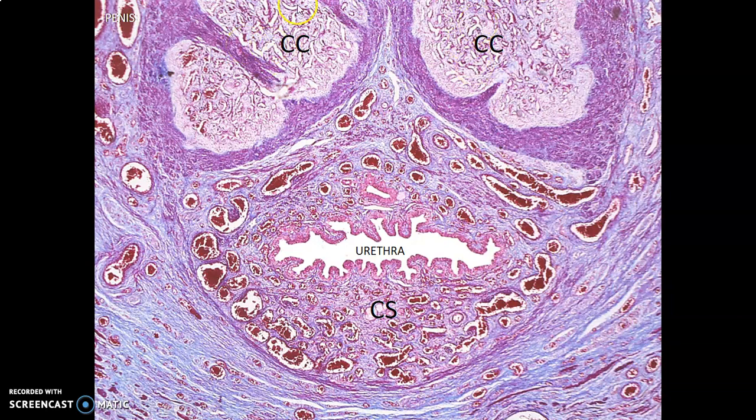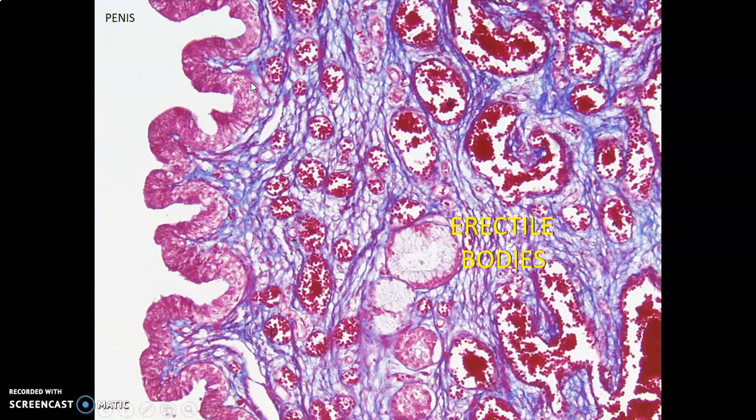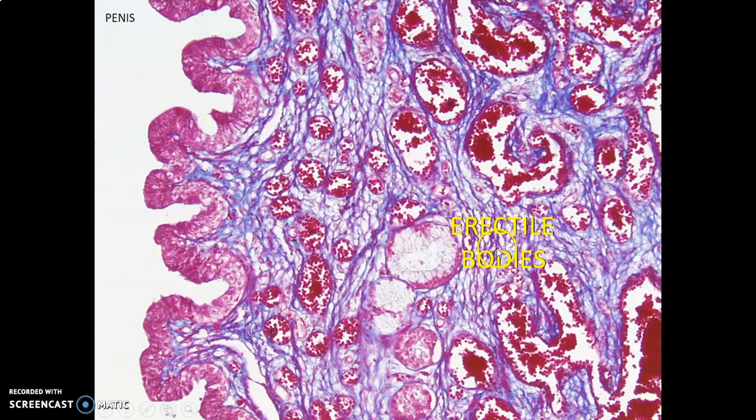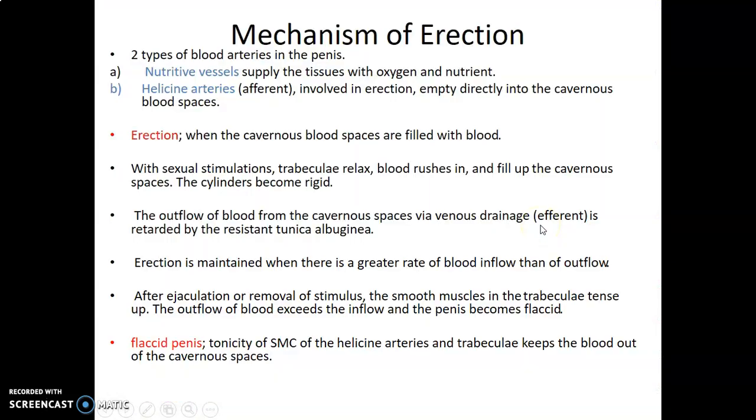But we call all these erectile tissue because of the presence of these vascular channels, which when they are filled with blood, they cause erection. So erectile bodies, all these are vascular channels which, when they are filled with blood, cause the penis to erect. That's why we call them erectile bodies. So what is the mechanism of erection?